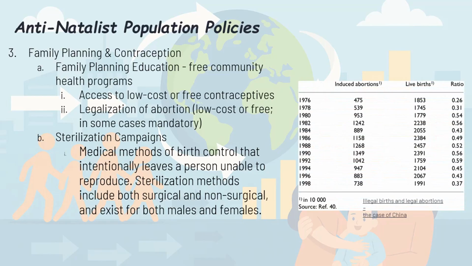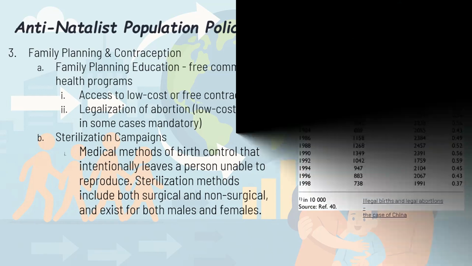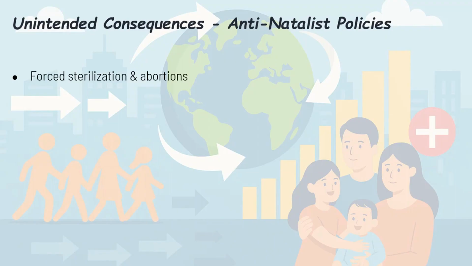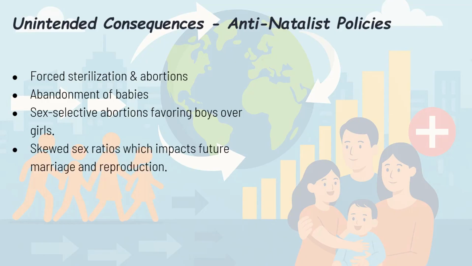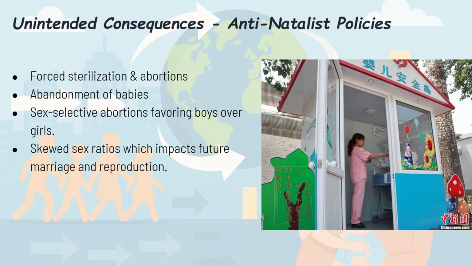And that's exactly why many countries had to start rethinking how far they were willing to go in controlling population growth. Let's talk about the dark side of anti-natalist policies, the stuff governments didn't really plan for when they started trying to control population growth. In some places, the pressure to meet birth quotas or stick to family limits led to forced sterilizations and abortions. Families were sometimes given no choice, and that caused major human rights concerns that are still being discussed today.